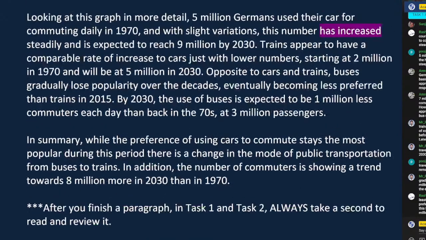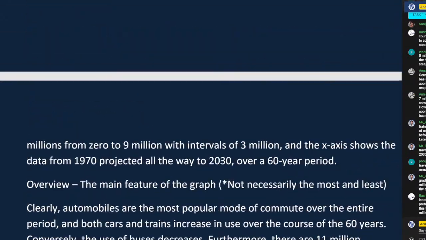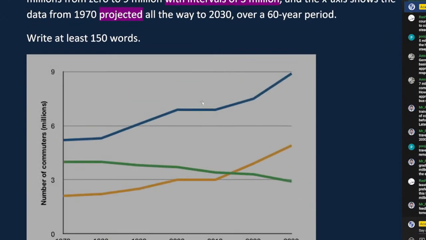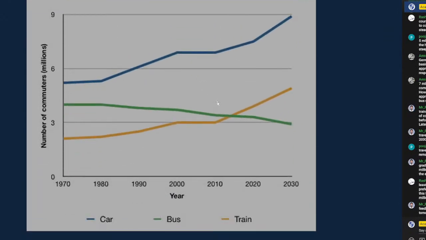All right. So there we go. That was kind of that last point of my overview.